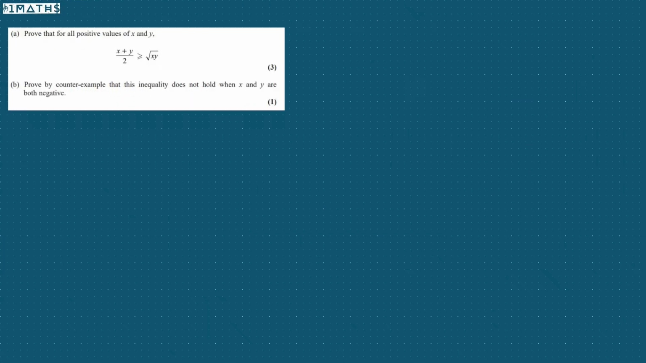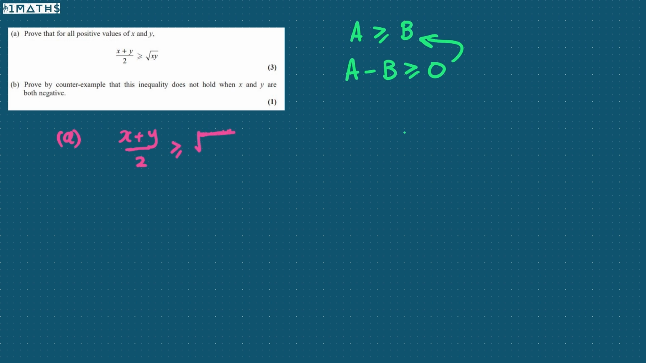So the final question we're going to have a look at is very similar to questions 1 and 2. I have a statement A is greater or equal to B, and if I can manipulate it and show that A minus B is always greater or equal to 0, the difference between A and B will always be positive, then it makes sense to say, well, therefore A must be greater than B. So that's all I'm going to do here. I'm going to start by writing out x plus y over 2 greater or equal to the root of xy. And I'm just going to multiply throughout by 2, so I'll get 2 root xy.